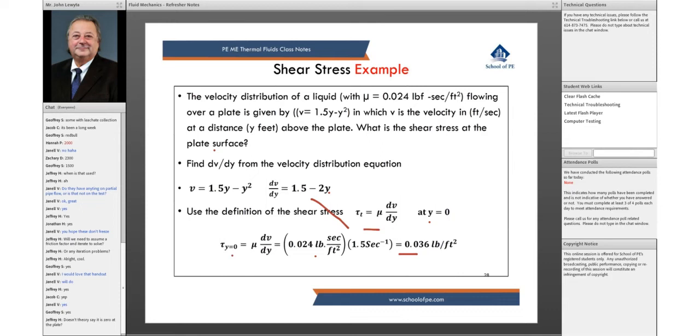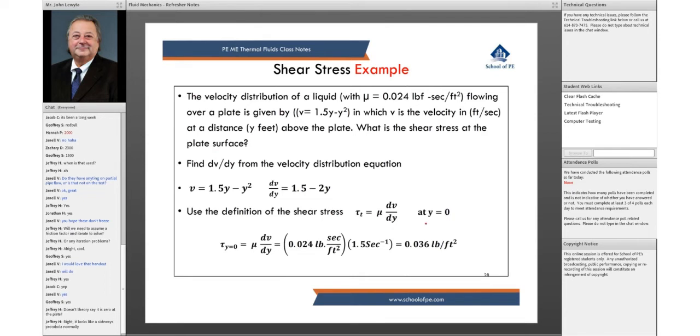Well, yeah, but you've got a velocity distribution. Yeah, at y is 0. Okay. Well, it depends, whatever flow it is. Yeah, it typically is, right?